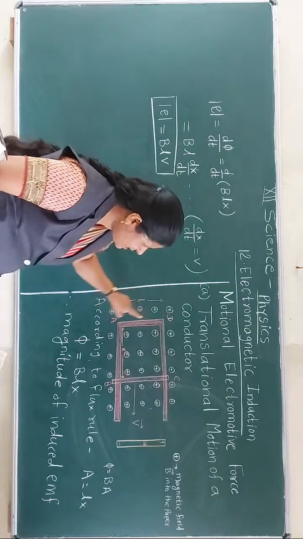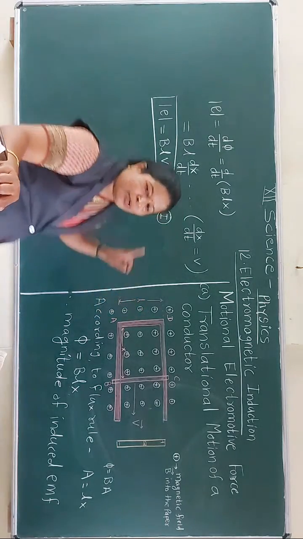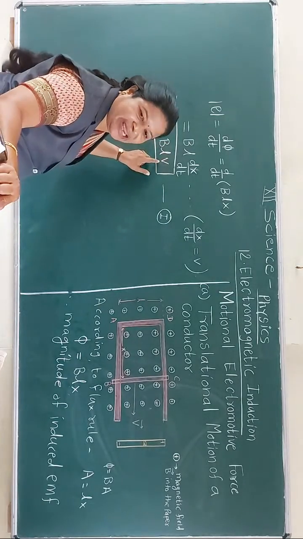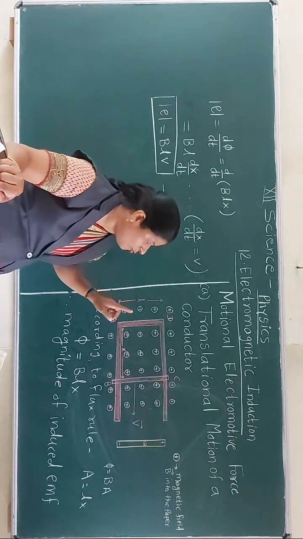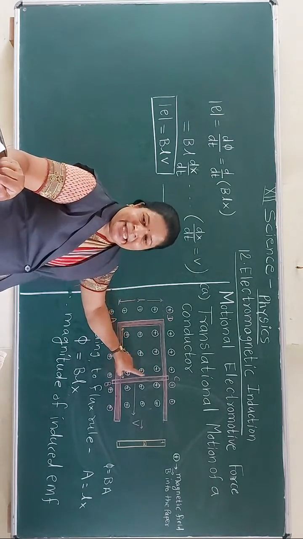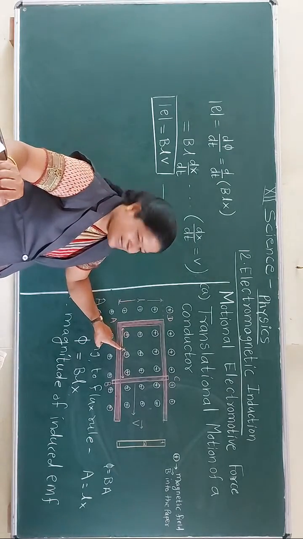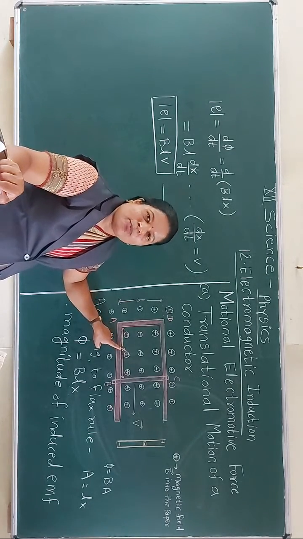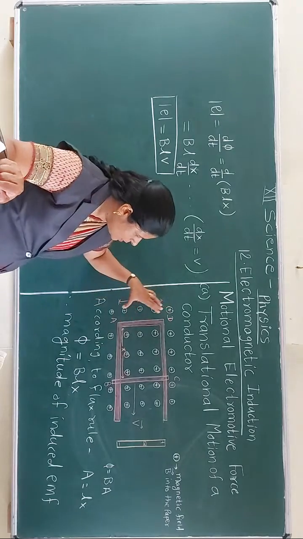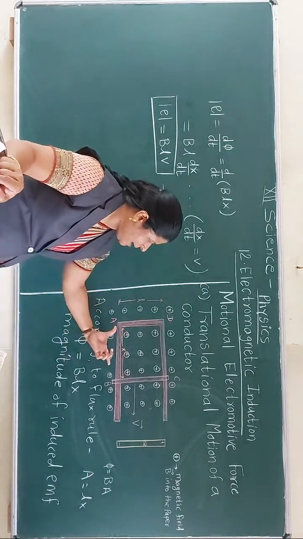Now observe in the diagram. We get this velocity v is the velocity of wire BC, increasing the length x of wire AB and CD.